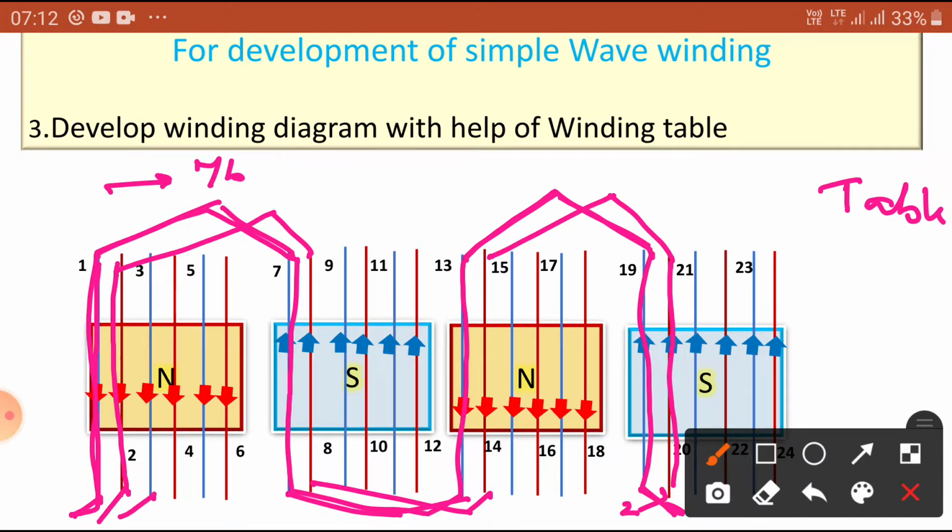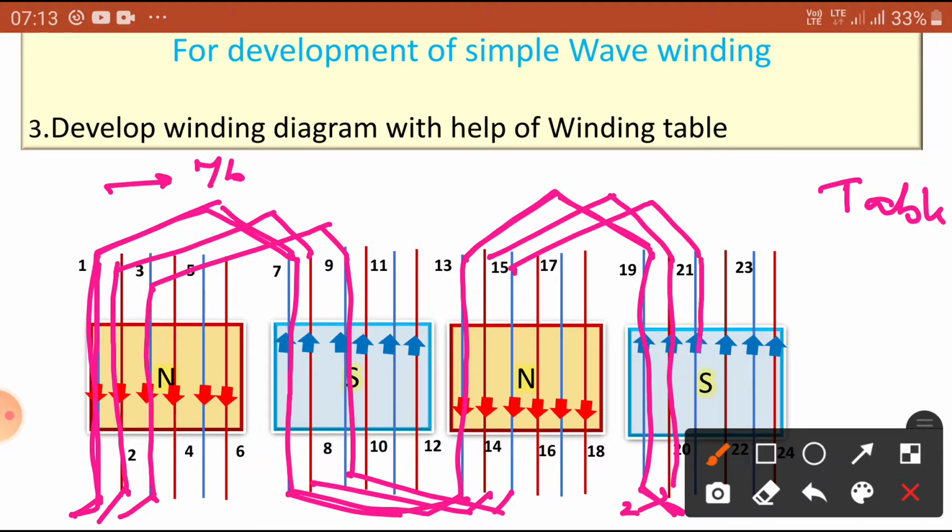Now the third is ready, and 3 plus 6 is 9, so it should be connected to the 9 here. 9 plus 6 is the 15th, so we connect to the 15th. 15 plus 6 is 21, so here is the 21st conductor. 21 plus 6 would be 27, but 3 is already engaged, so plus 1: 21 plus 7 is equal to 28, that is the fourth conductor.